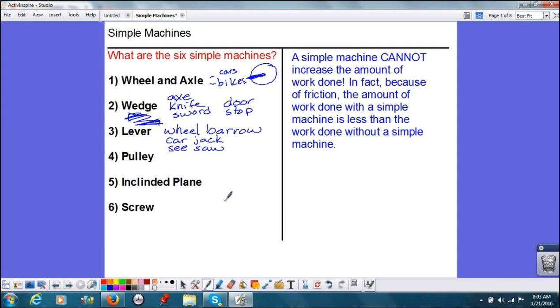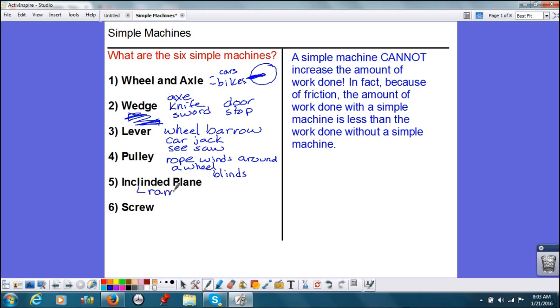The next one up is a pulley. A pulley is a rope or string, something that winds around a wheel. Some examples might be your blinds, they wind up, the string winds up around a wheel. Then you've got an inclined plane.